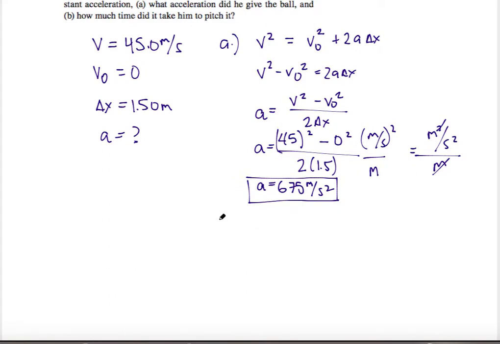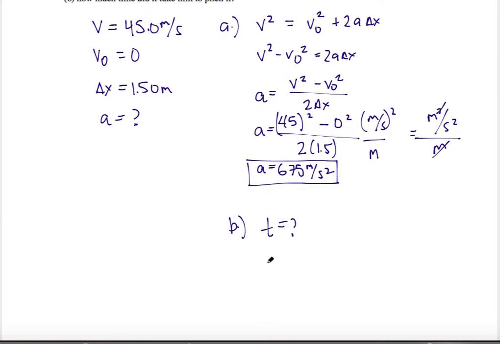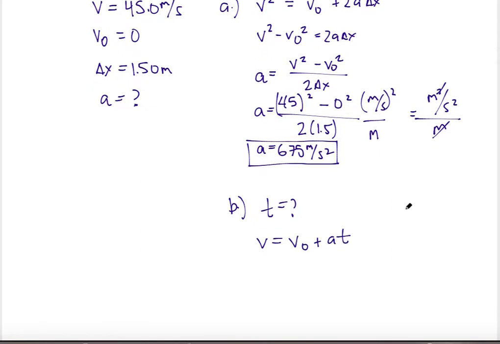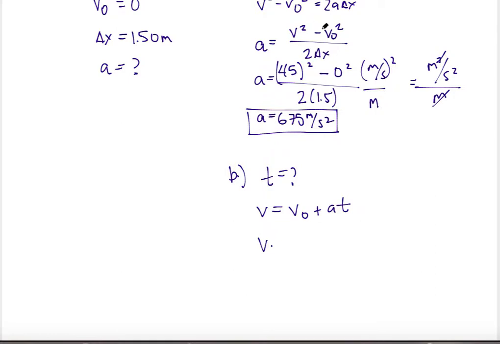Then part B asks for how much time it took for him to pitch it. So I have acceleration, I have all of these different terms, and I want to find time. One of my equations is very easy to do for this, and that is v equals v naught plus at, which is our first kinematic equation. So I will be solving for time. I can rearrange this fairly simply: v minus v naught equals at. Therefore, time in this case is v minus v naught over acceleration.